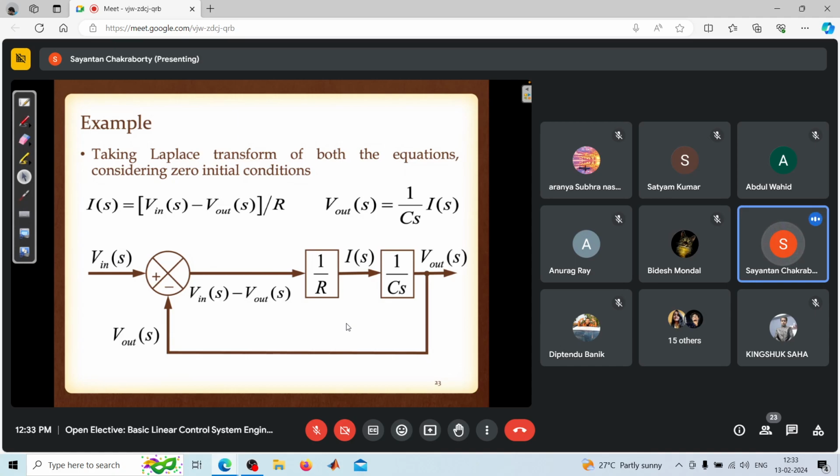Now, you might argue that this is something different from what we have developed so far, the transfer function, that is 1 by (RCs plus 1). Yes, if you simplify this and find out the ratio between V out and V in, you get 1 by (RCs plus 1). How?